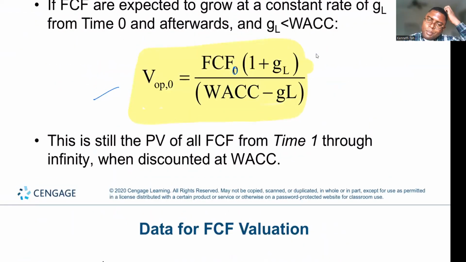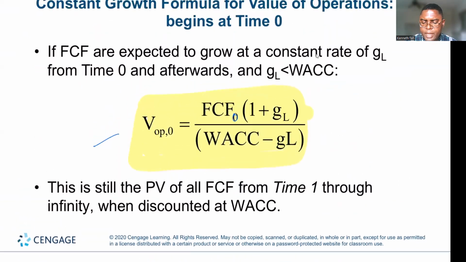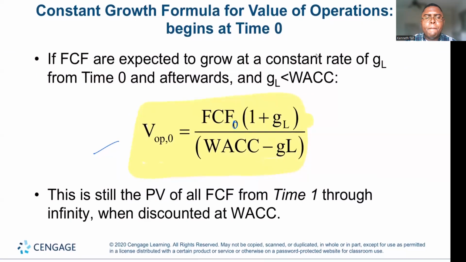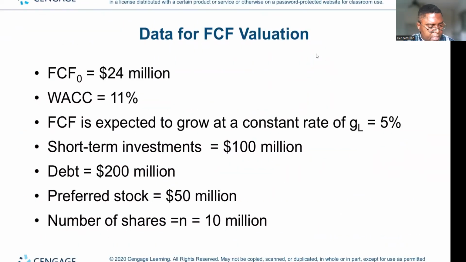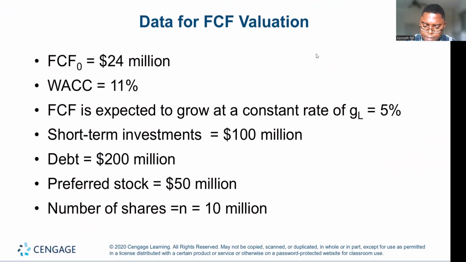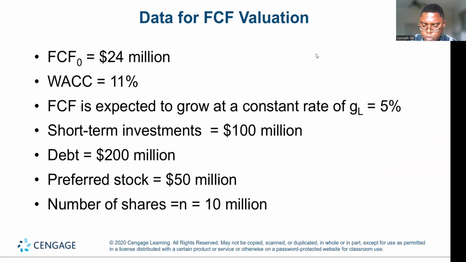So this is the model that we are going to use to calculate the value of a stock. But first, what we are obtaining is the value of operation, and we are going to add short-term investment to get the total value. If we have the total value, we can easily get the value of equity, which is where we are going. Okay. All right. So this is an example data for free cash flow valuation. So we can use this example.